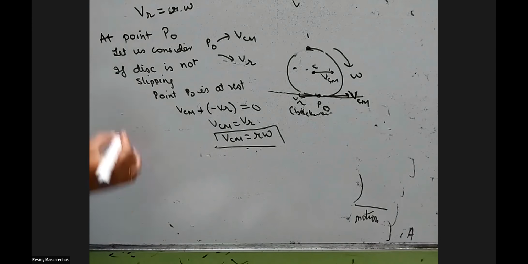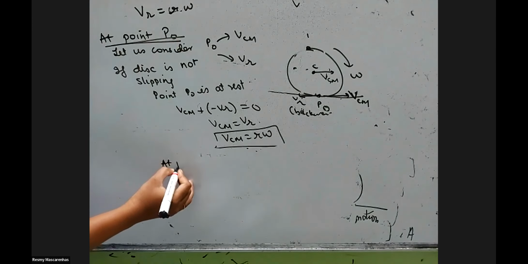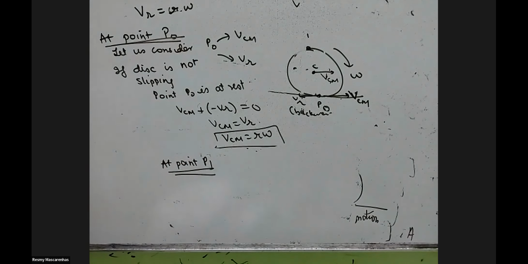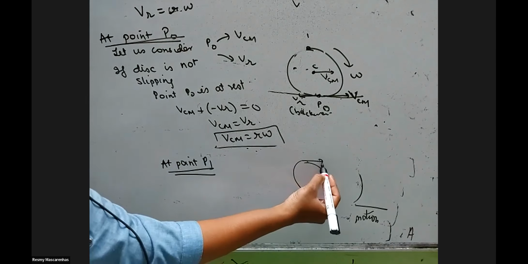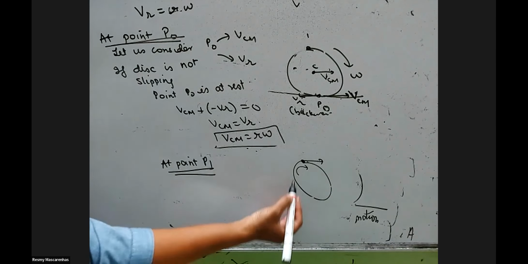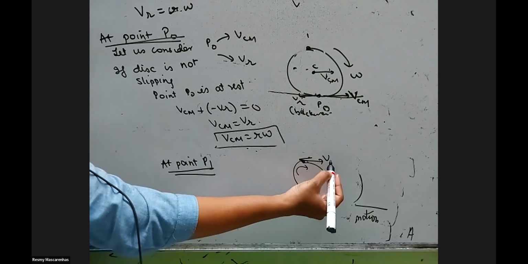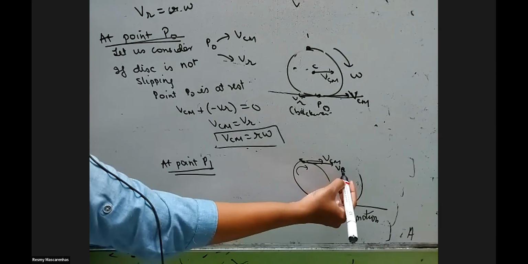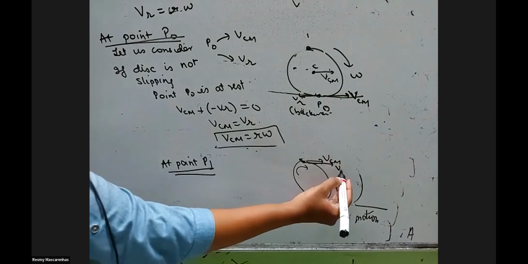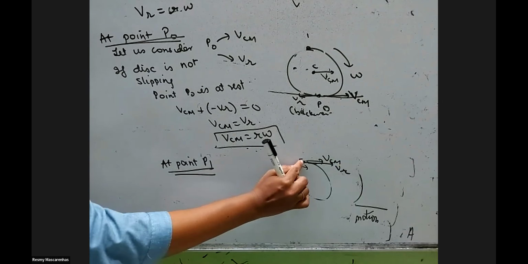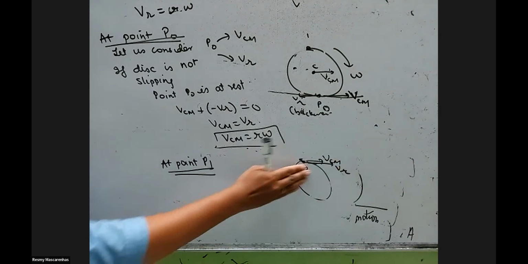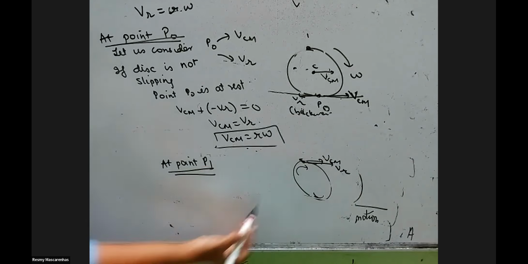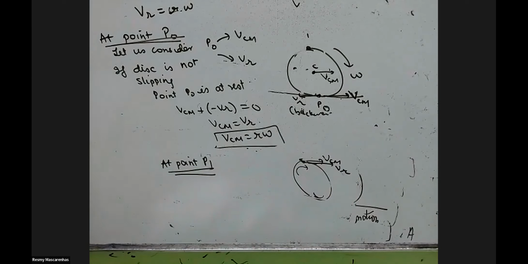At point P1, what is happening? The disk is also moving forward, both points. So VCM also will be in the same direction, and VR also will be in the same direction. Why? As per the rotation also, this point is moving forward. As per the linear, the ball is moving forward. Even the rotation is moving forward. Here it was coming backward, but here it is moving forward. So both will be in the same direction.